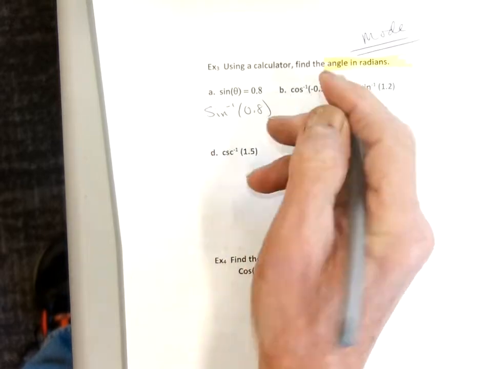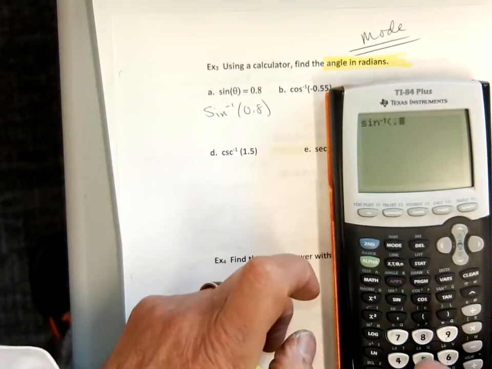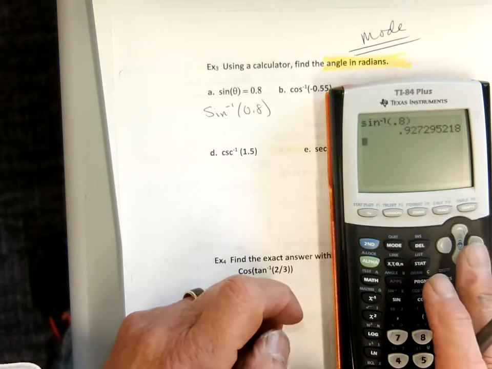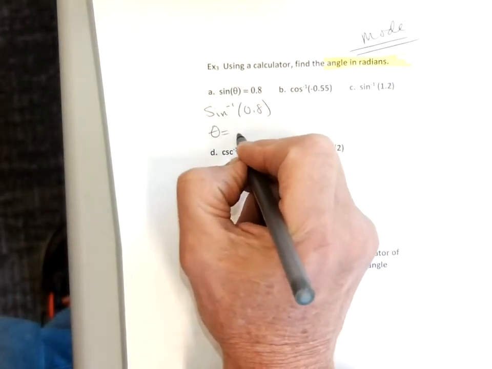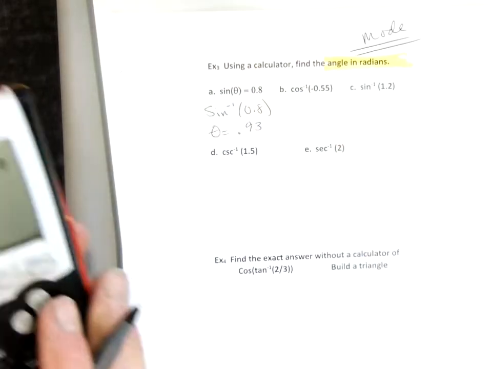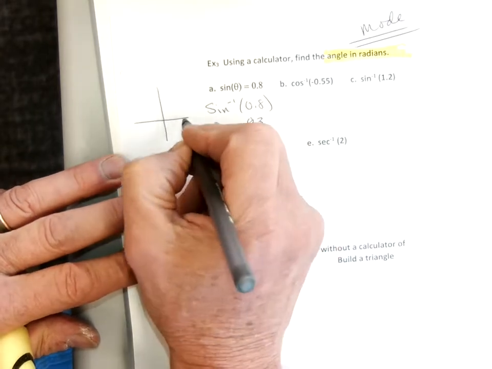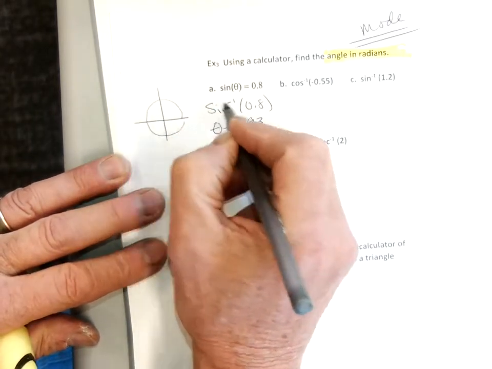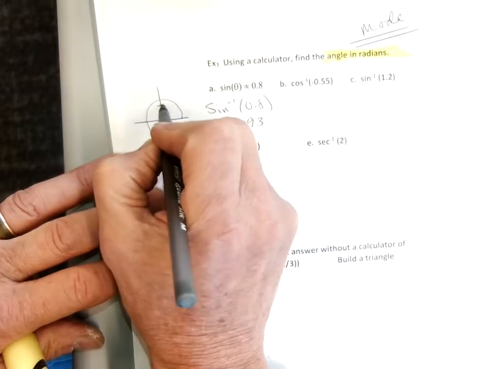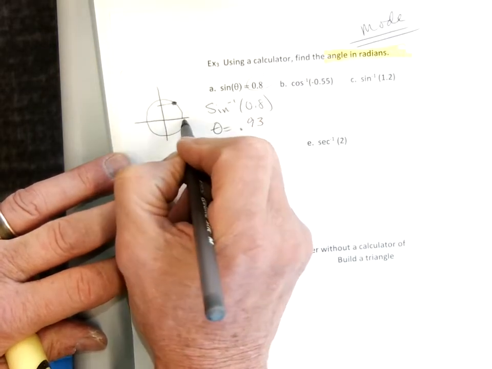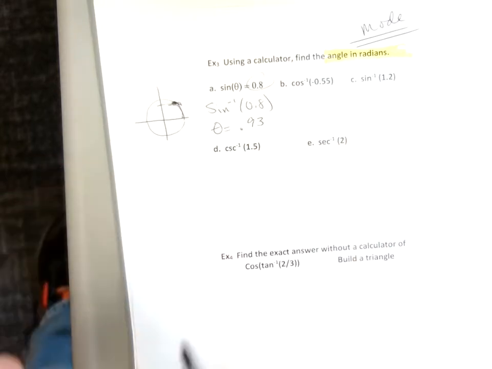I'm going to go sine inverse of 0.8, and I get an answer of about 0.93. Okay, what does that mean? Well, I like to show you what this means because it's kind of cool. If I take a look at our circle, and you have 0.8 for a y value, 0.8 might be about there. What angle do you have? You have a 0.93 angle, okay?